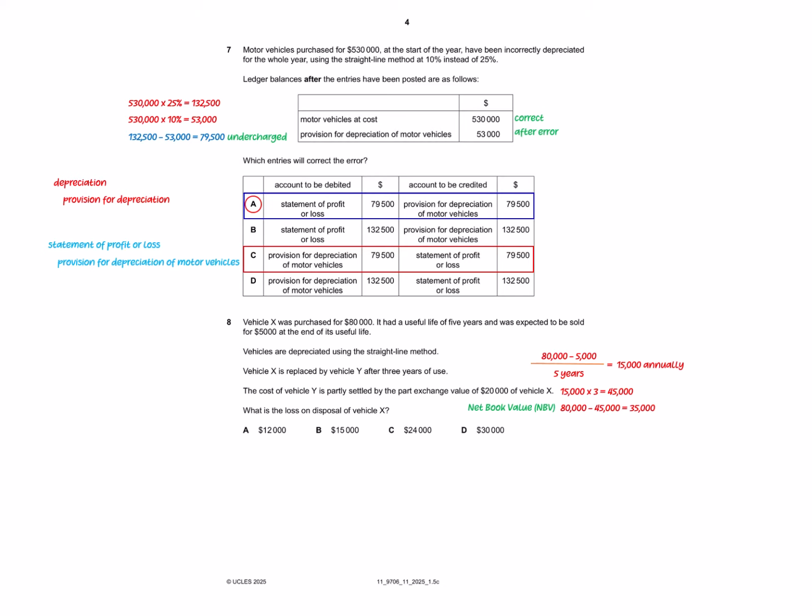Got the point? Then it is written the cost of vehicle Y is partly settled by the part exchange value of 20,000 of vehicle X. This means that the buyer valued vehicle X at 20,000 instead of 35,000, meaning a loss of 15,000 is currently visible, right? Then it is written what is the loss on disposal of vehicle X. And luckily, we have already calculated this and we find it written in option B. So the correct option is option B. I just hope you understand.